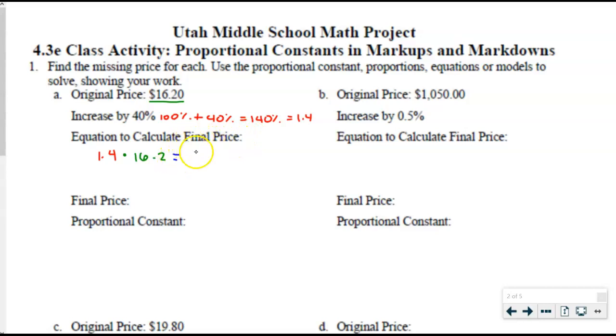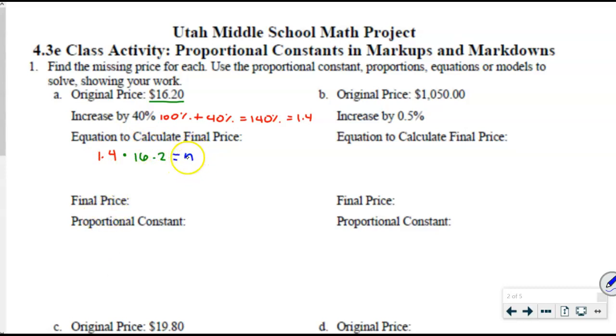F for final price, n for new price, whatever you decide. You can even go with the old-fashioned x if you wanted to. I like n. That's what we used in our last video, so let's keep it consistent. It's equal to n, our new price. So this is the equation that we're going to use to calculate what is that final price.